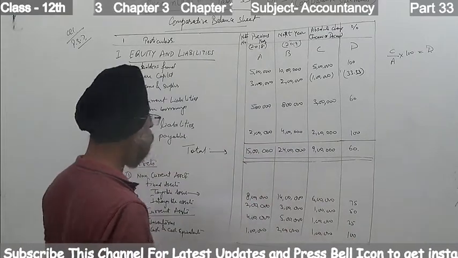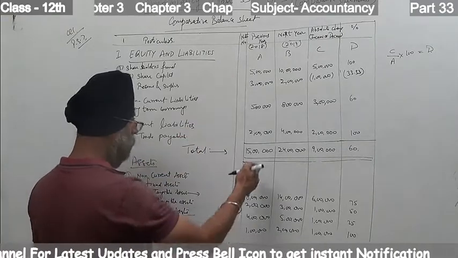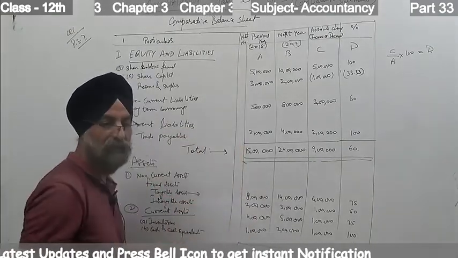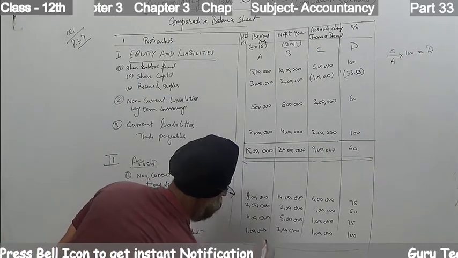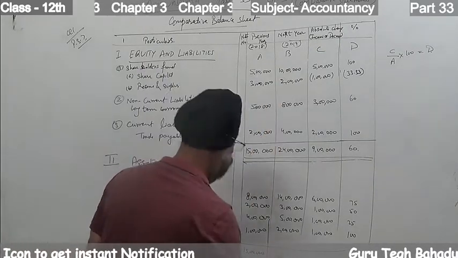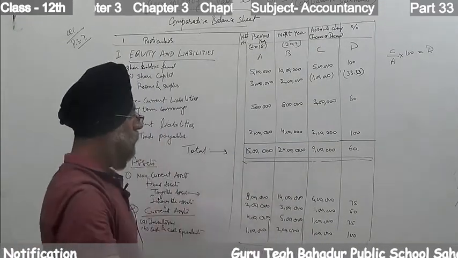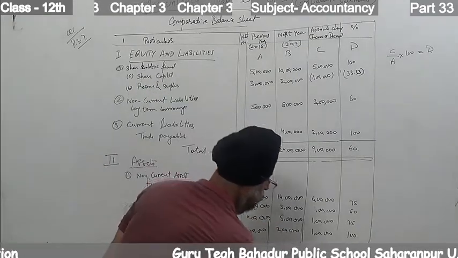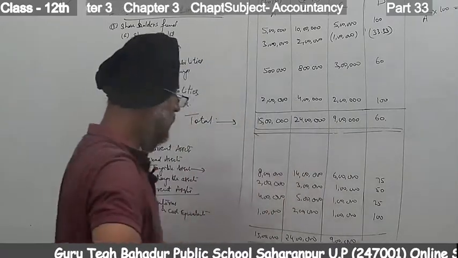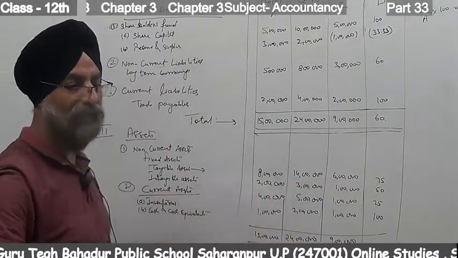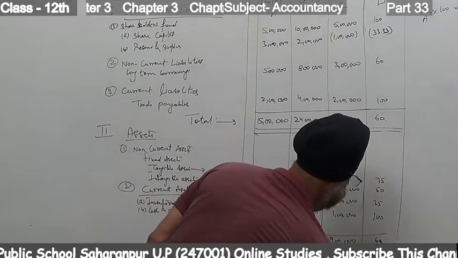Make the total of this. Total of this asset side is also the same with the total of the balance sheet of equity liability side. This total is also rupees 15 lakh. Total of this current year is rupees 24 lakh. And total of this is 9 lakh. Again, divide this 9 lakh by 15 lakh. Then you will get, into 100, the percentage of 60%.